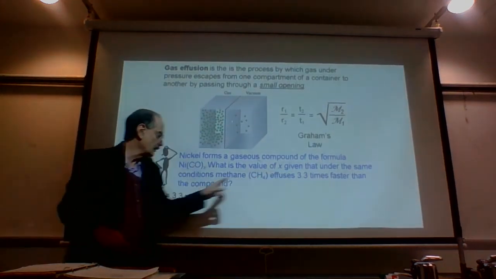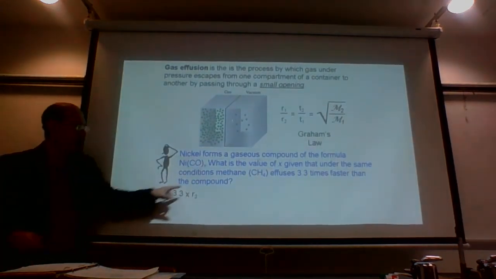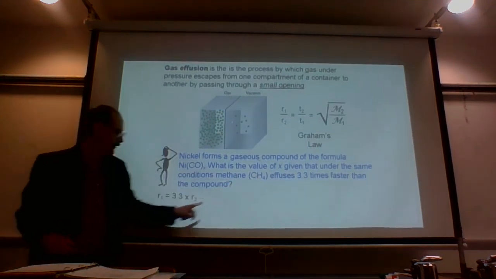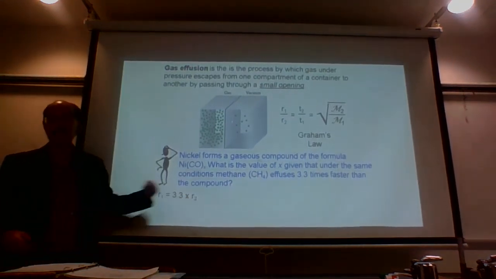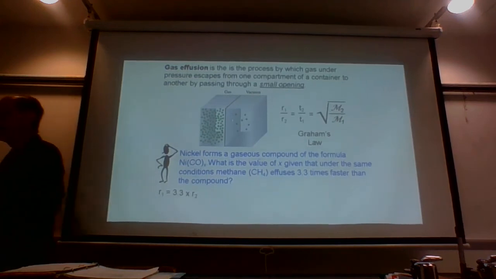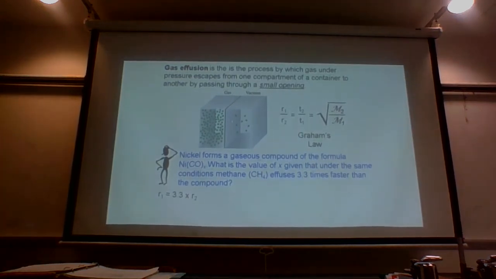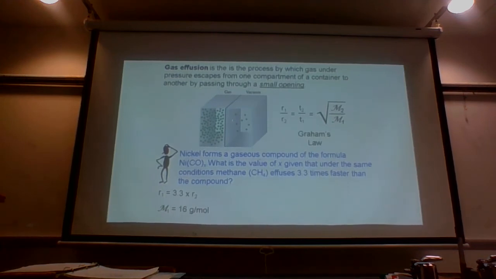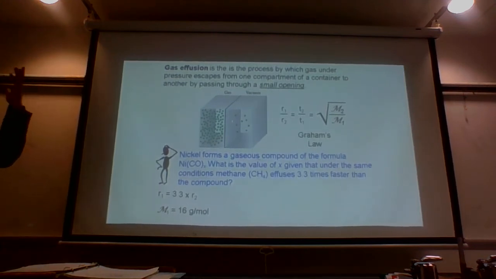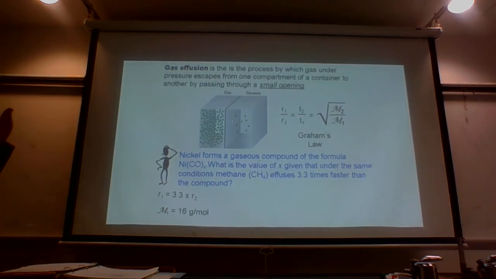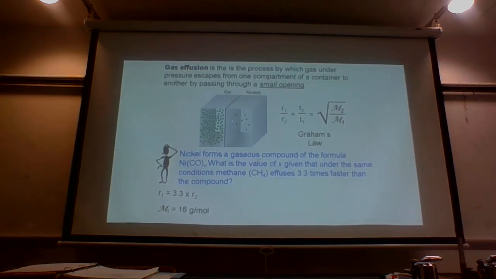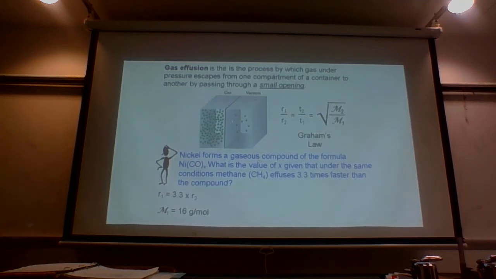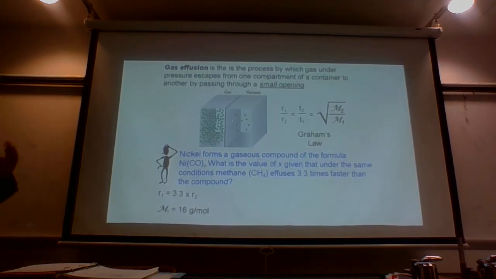3.3 times faster than the compound. That means that R1, the rate of methane, is 3.3 times the rate of the unknown compound. All right? Methane has a molar mass of approximately 16 grams per mole, right? 12 for carbon, 1 for each hydrogen, about 16. In this kind of experiment, we don't probably go into too many sig figs. It's not worth it. It doesn't have that level of precision.